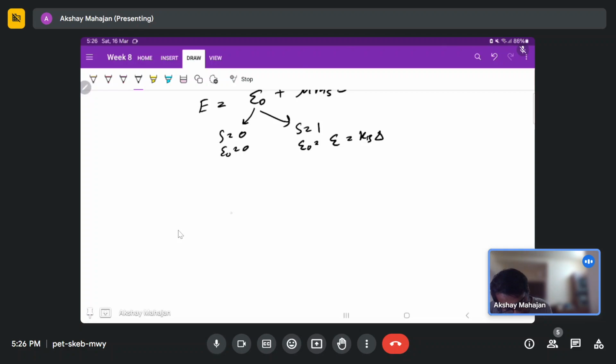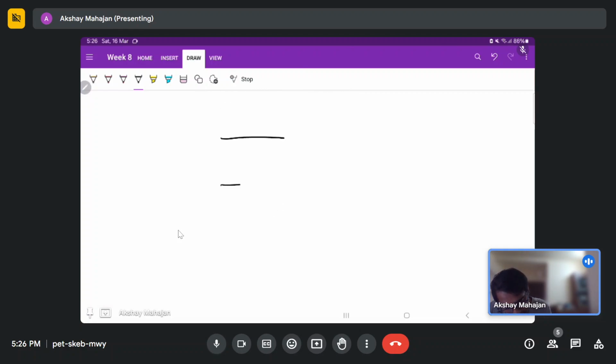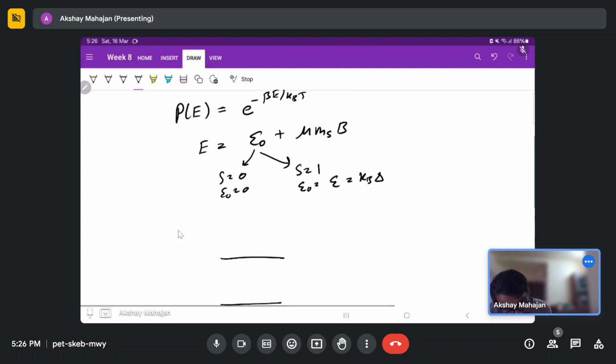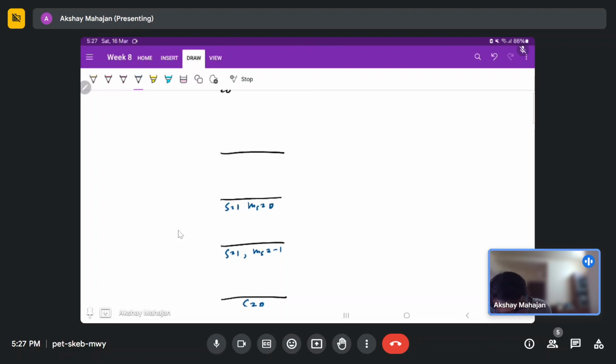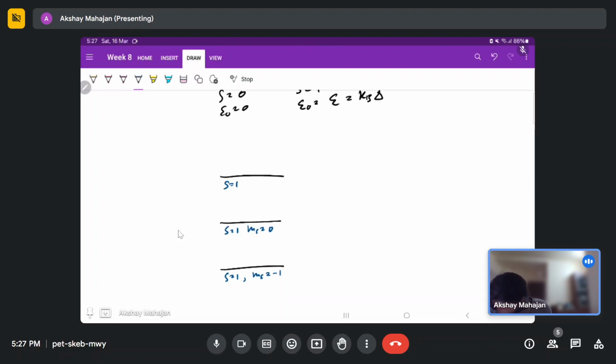So basically now the energy levels, what you have is 4 energy levels. One will be for your S equals 0, and the others will have S equals 1. This will be your S equals 0. This will have S equals 1 and ms equals minus 1, with the lowest energy. This will be S equals 1 and ms equals 0, and this will be S equals 1 and ms equals 1.